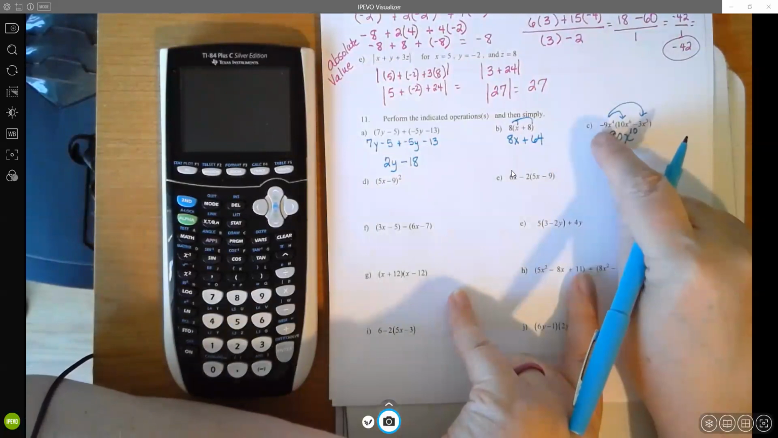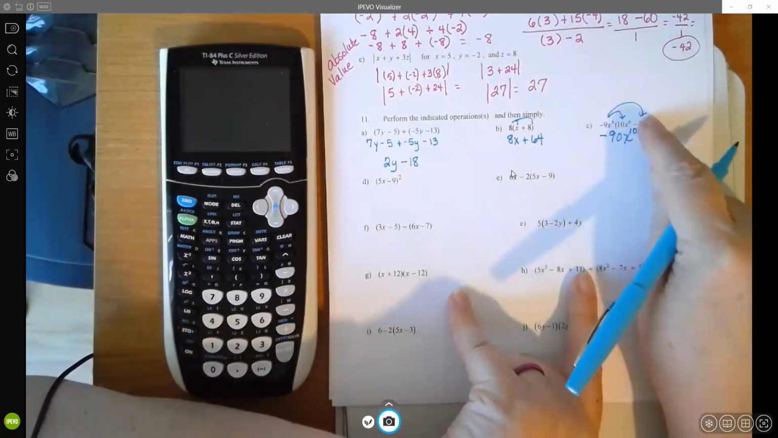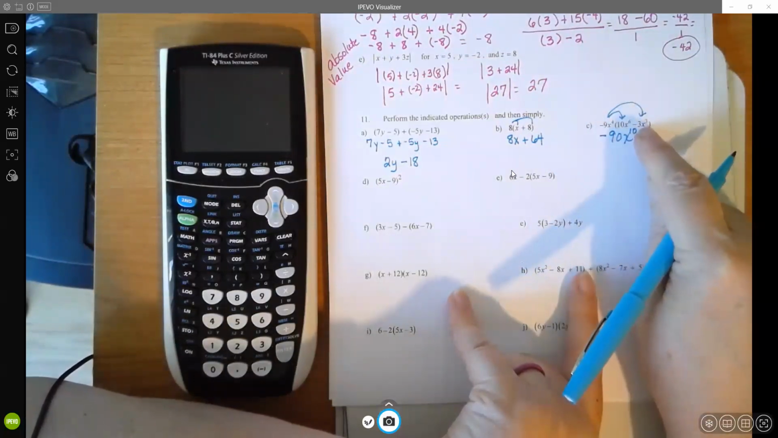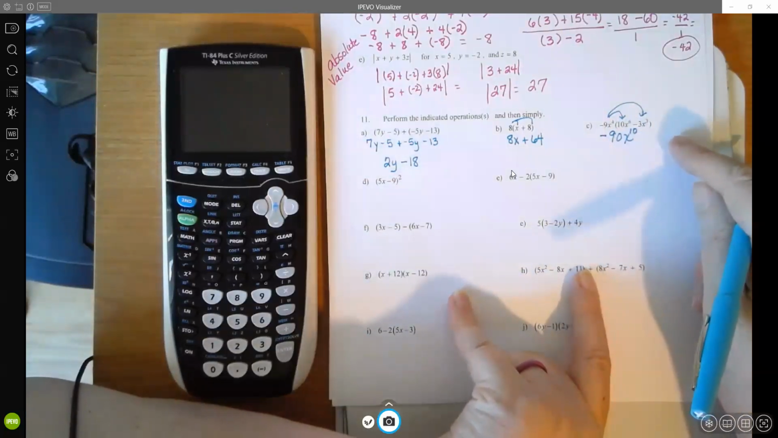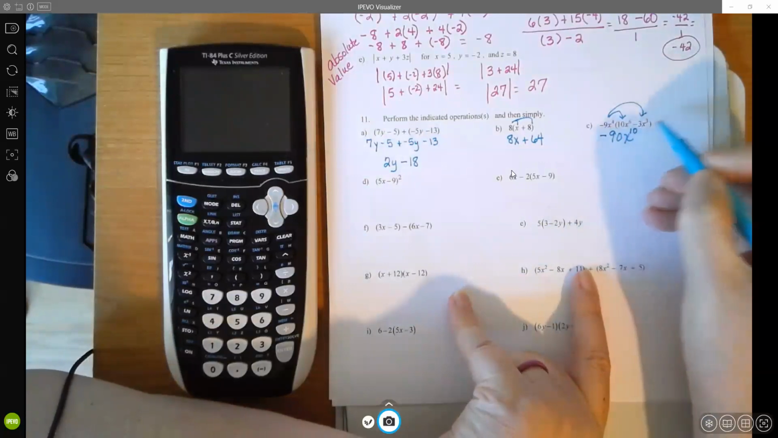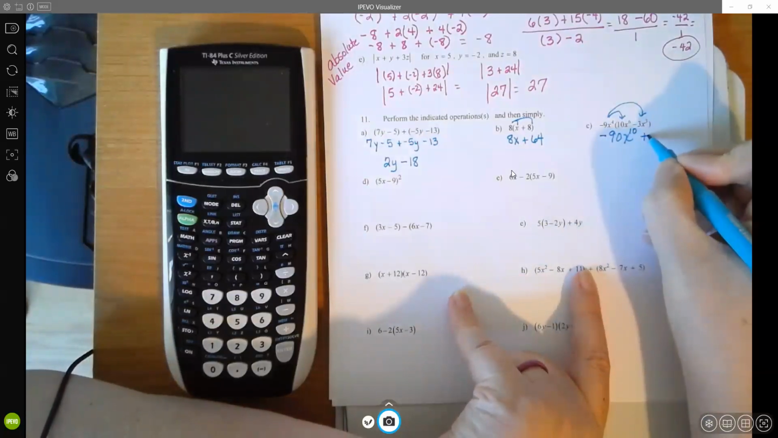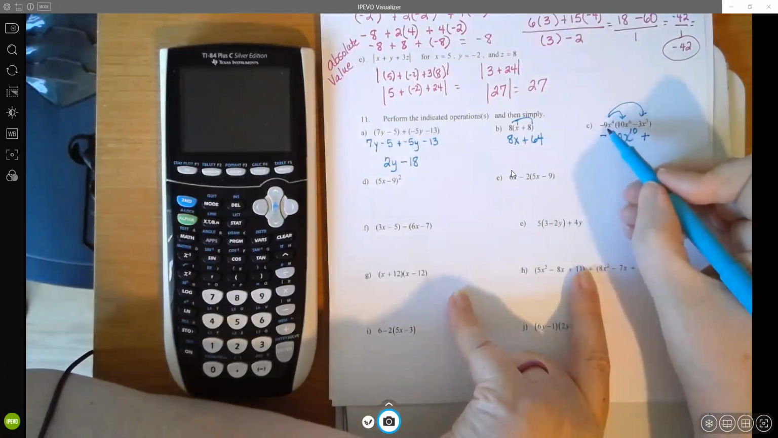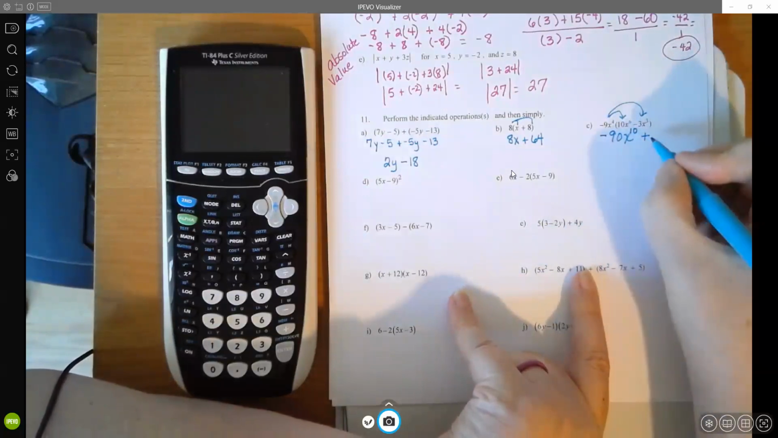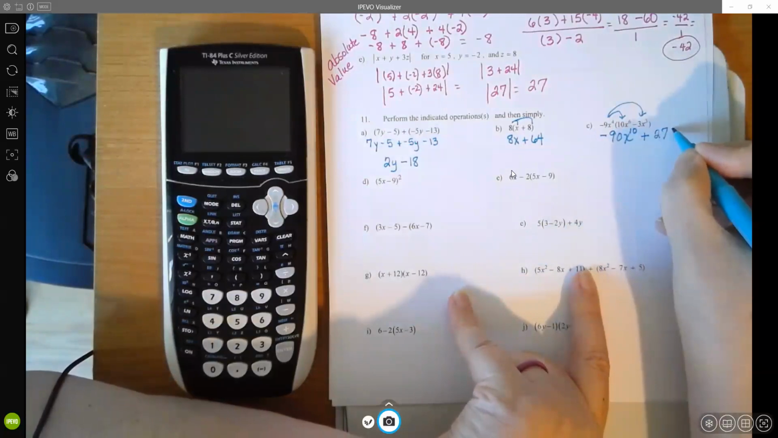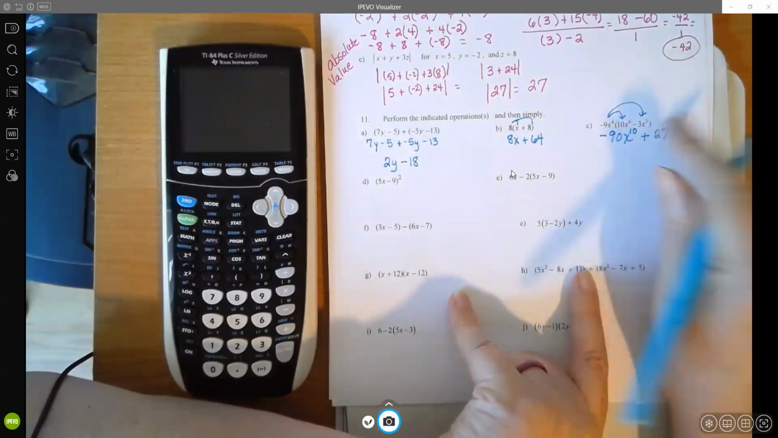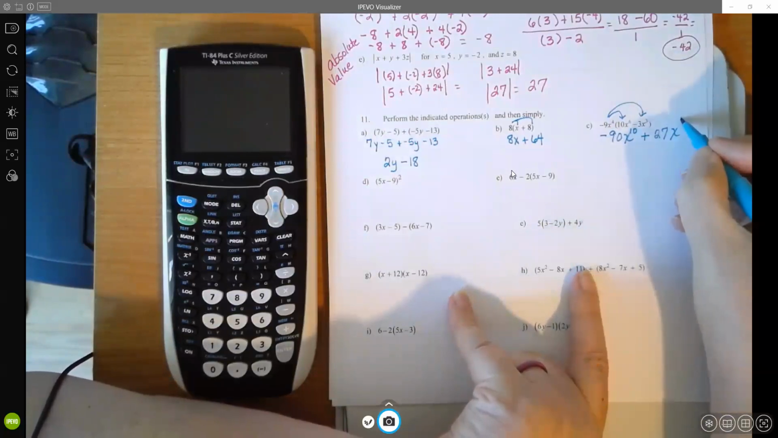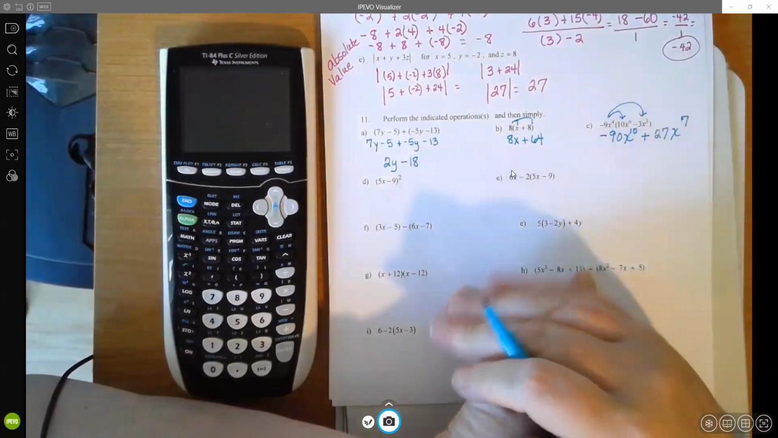Then I'm going to do -9 x to the 4th times -3 x to the 3rd. So that's negative times a negative is a positive. 9 times 3 is 27. Then how many x's do I have? I have x to the 4th and x to the 3rd. So that would be x to the 7th.